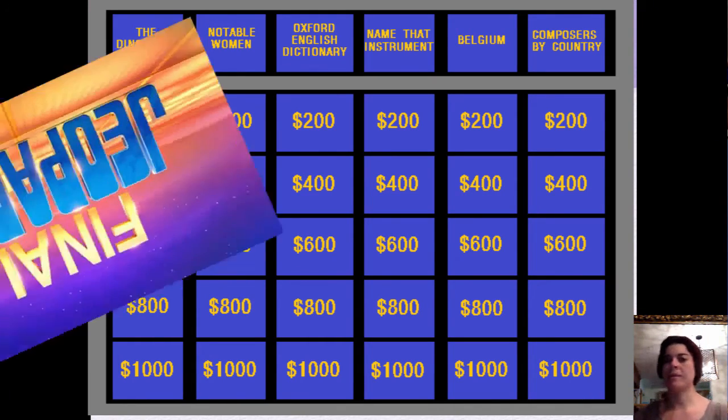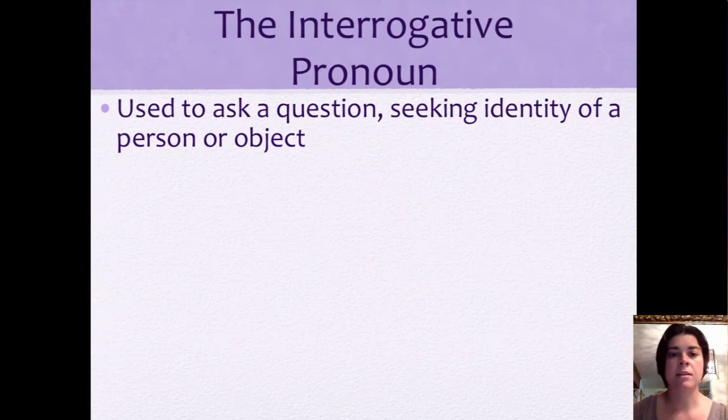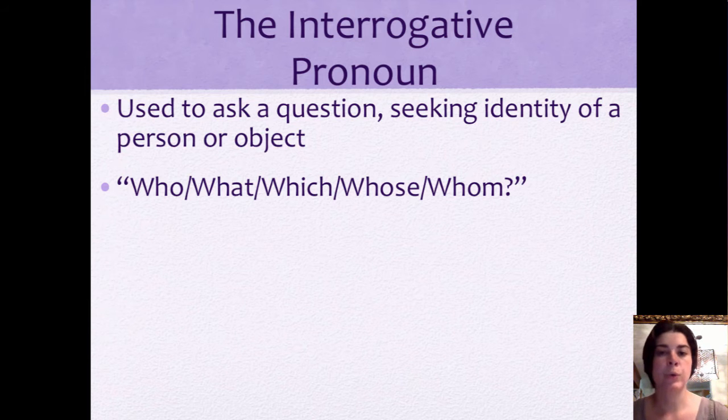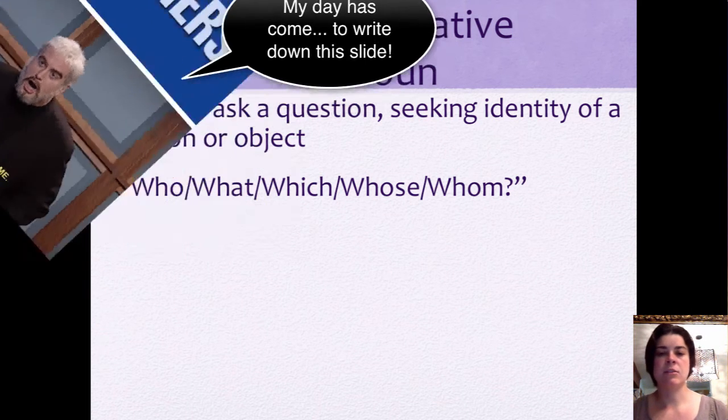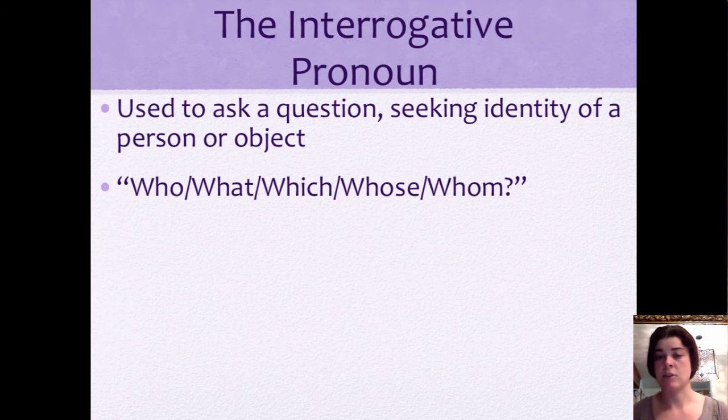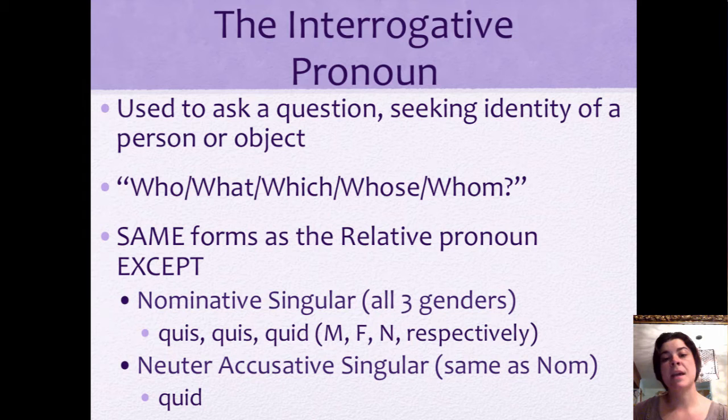So now let's take a look at how the pronoun is going to be slightly different than the adjective. The pronoun is used to ask a question seeking the identity of a person or an object. It is going to translate as who, what, which, whose, or whom. Now, unlike the adjective, it's not really modifying anything in the sentence, usually at least, whereas the adjective normally modifies something that is actually physically present in the sentence. It's going to use the same forms as the relative pronoun, except the nominative singular, and therefore the neuter accusative singular, is going to be different. It's quis and quid, masculine and neuter respectively, which means quid will also be the accusative singular for neuter, because the neuter always repeats in the nominative, accusative, and vocative, right? Everything else is the same.